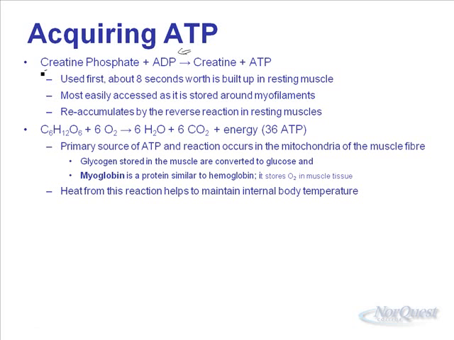The next way is the metabolism of glucose, or the breaking down of glucose in the presence of oxygen. Here's our oxygen molecules. This gives us a whole bunch of ATP, so it's got to be the primary source of ATP production. It occurs in the mitochondria of our muscle fiber cells. Our muscles also store glycogen. Remember, glycogen is a carbohydrate. That carbohydrate can be turned into glucose, and then the glucose is used for ATP.